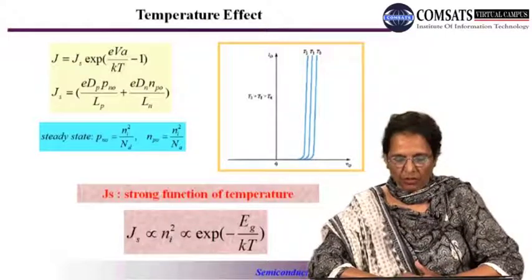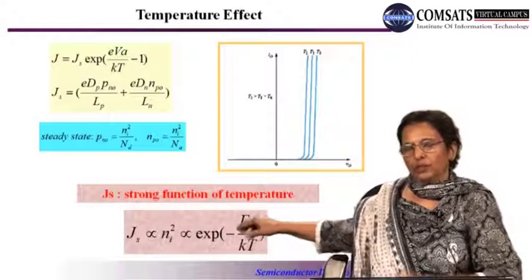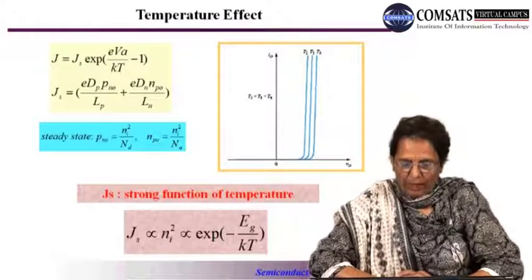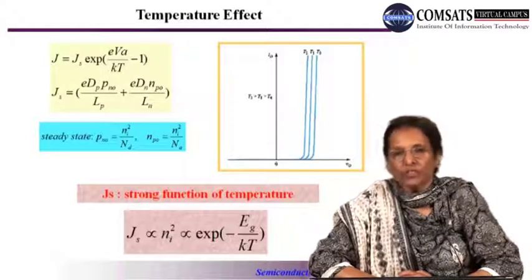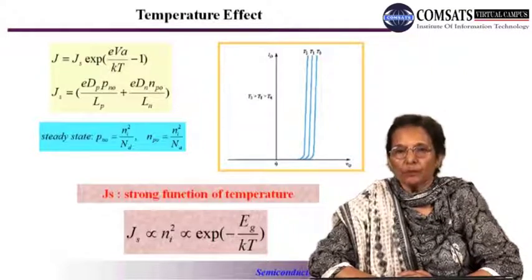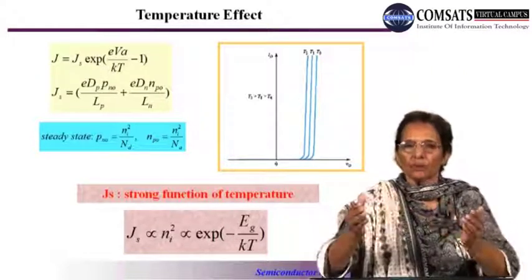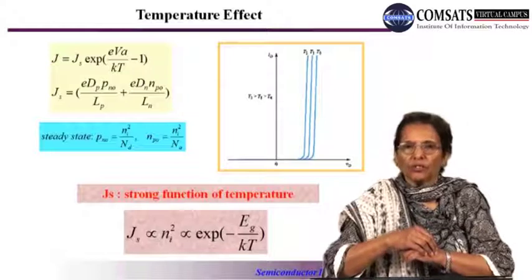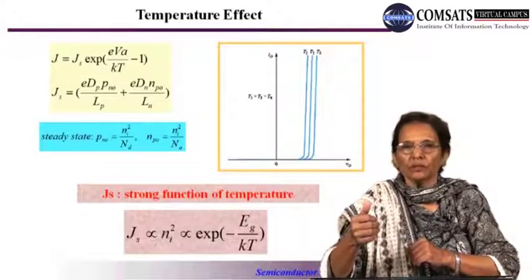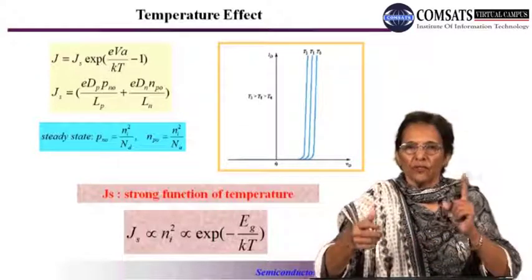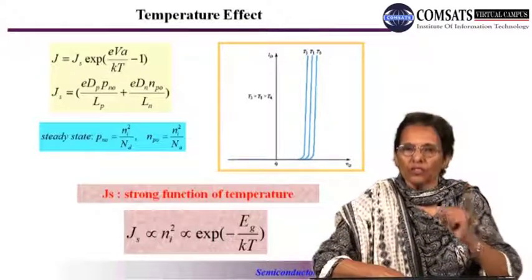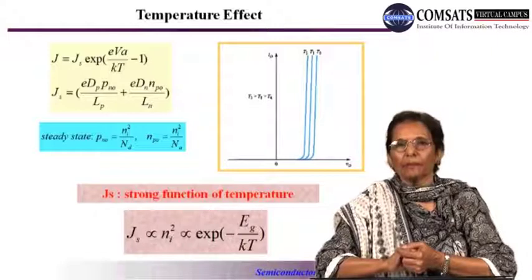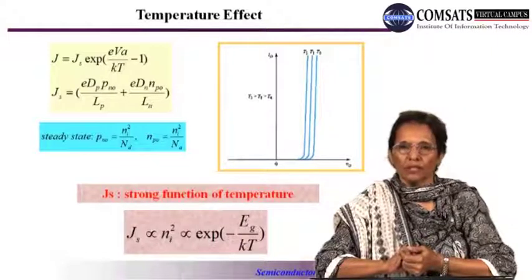Why is saturation current strongly dependent? Look at the bottom portion of the slide, which says Js is proportional to Ni square, and Ni square in turn is proportional to the band gap of the material and the temperature T. This is a very simple relationship which holds to a certain approximation in the equilibrium condition, that is when there is no bias applied, in the forward bias condition when a forward voltage is applied, and in the reverse bias when the negative terminal of the applied voltage is connected to the P side of the region.